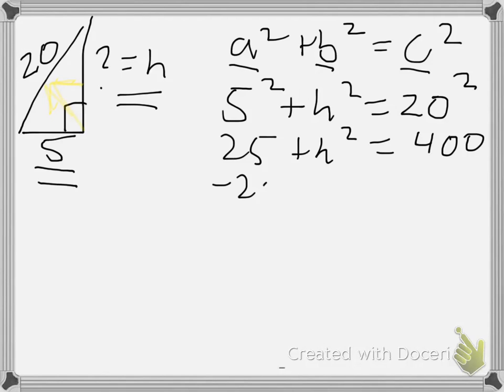You subtract 25, and H squared equals 375. Now how do you undo squaring? Well, what you do is you take the square root.